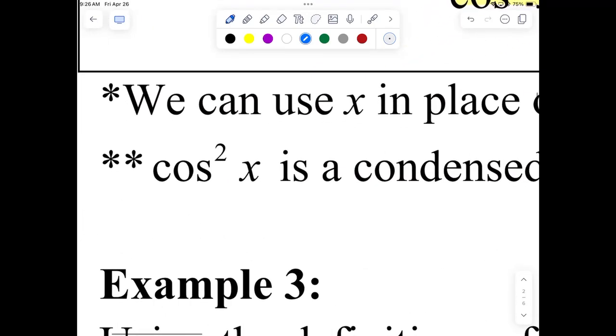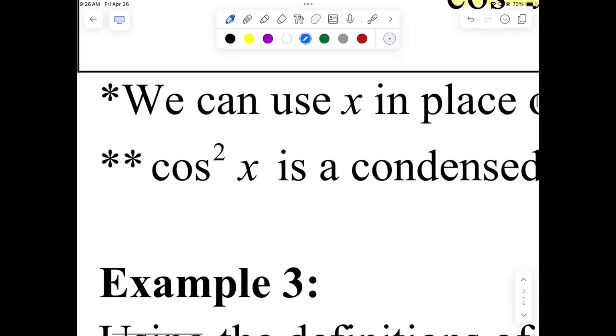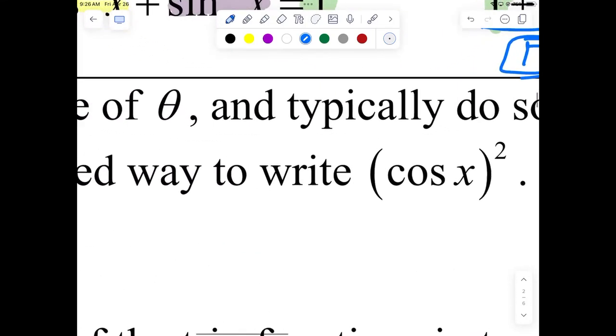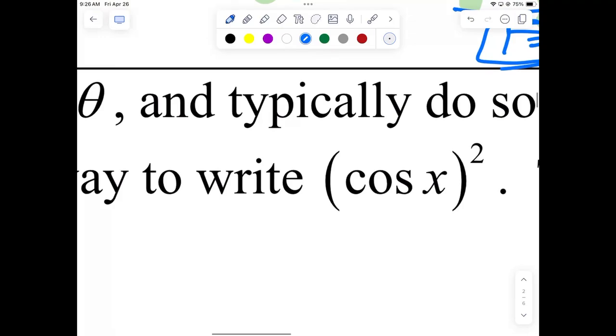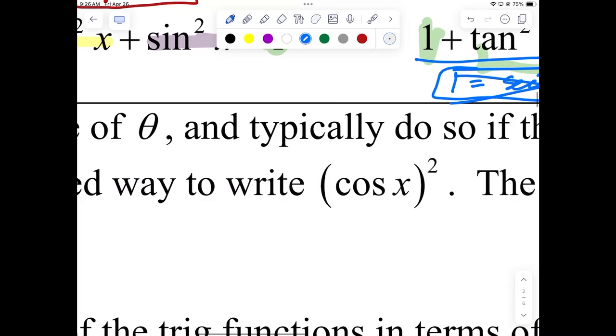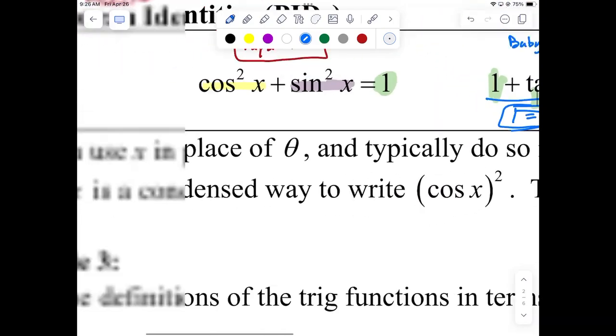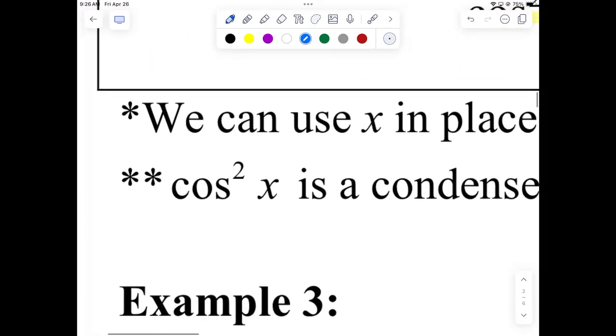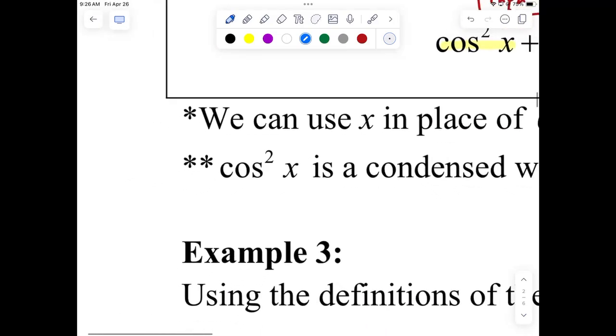If I write cosine squared like this, it's the condensed way to represent cosine quantity squared. It's the same as cosine of x quantity squared. So when we're working with the quantities, if we're evaluating the quantities, we want to write it in this expanded form. But whenever we're writing it as a presentation or we're just manipulating it, cosine squared is the condensed form. It's easier to work with.